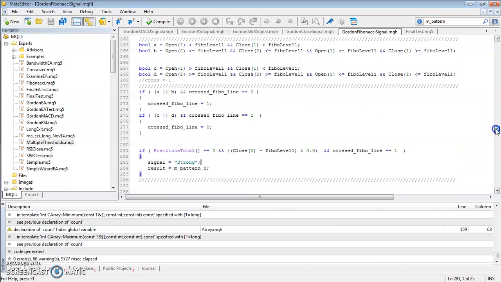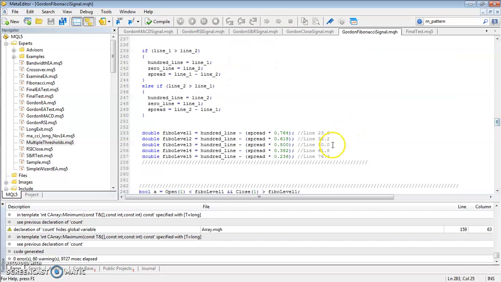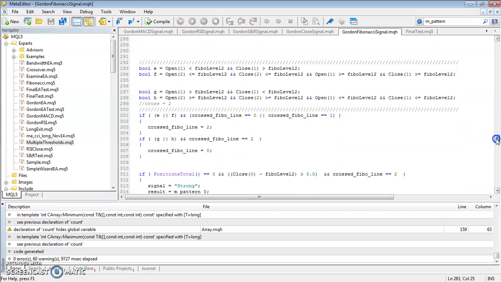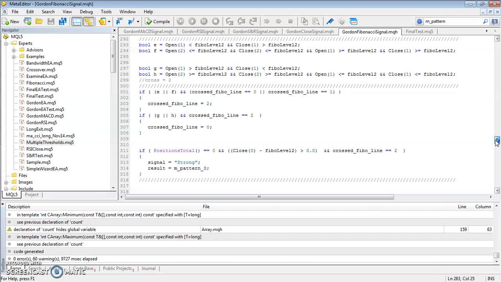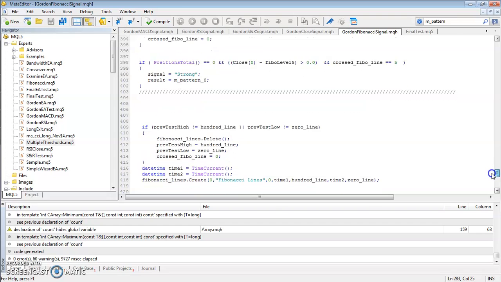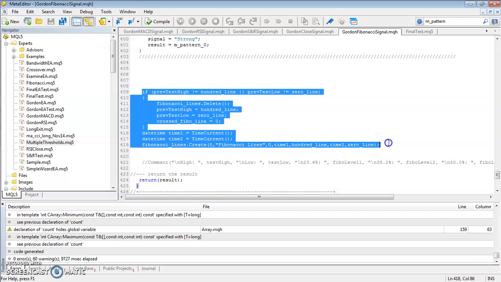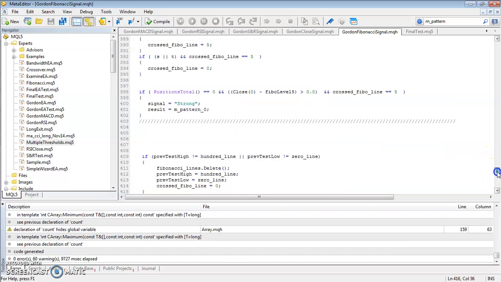And so the logic's pretty much the same for every line, for 38.2, 50, 61.8, 76.4. So this is the second line, third line, fourth line, and the fifth line. And here is the logic of how we're visually showing the Fibonacci lines in the chart.